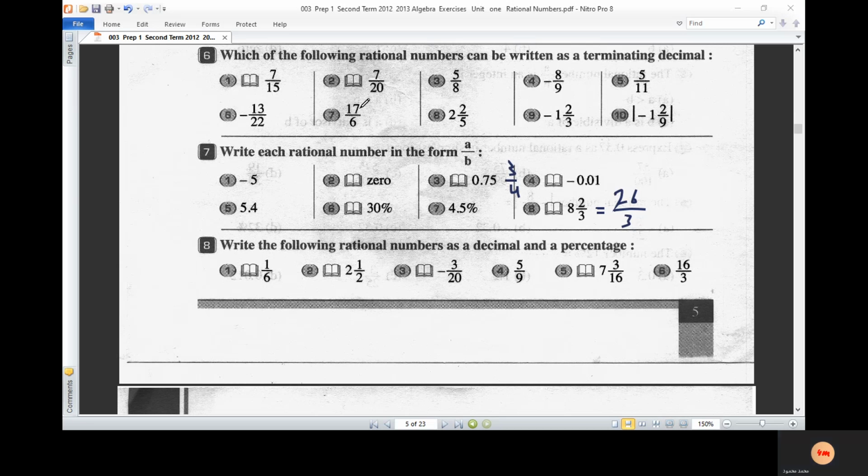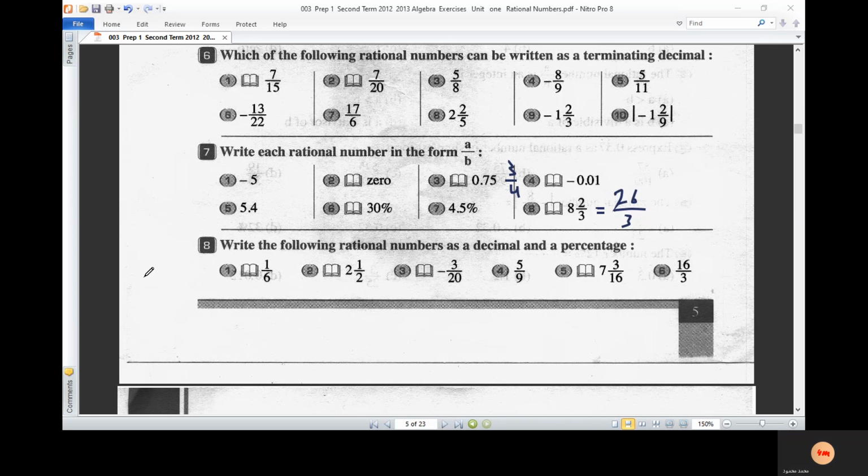Two and a half, you can change it into 2.5, then multiply it by 100%. It will be 250%. Negative 3 over 20. You can multiply the numerator and denominator by 5, so it will be negative 15 over 100, and as a decimal it's negative 0.15. To change into a percentage, you will multiply by 100%, you will get negative 15%.